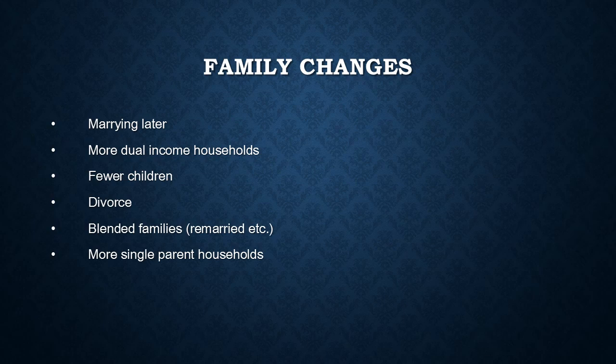In terms of demographics, there are a number of family changes. We find that in many cases, people are getting married later. They have more dual income households. Many of these folks are called DINKs. These are people with dual incomes and no kids. We see that families now in the U.S. are having fewer children. And of course, the divorce rate in the U.S., while it has leveled out over the last few years, continues to be very high. This results in things like blended families and more single-parent households. All things that marketers need to be concerned about as they market.